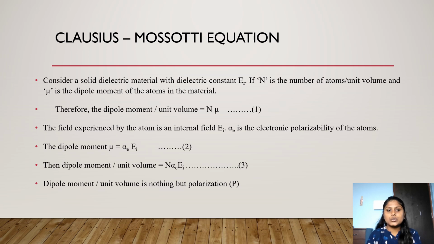Clausius Mossotti equation. So this is the derivation of Clausius Mossotti equation. Consider a solid dielectric material with dielectric constant epsilon r. If n is the number of atoms per unit volume and mu is the dipole moment of the atom in the material, dipole moment per unit volume is equal to n mu. Equation number 1. The field experienced by the atom is an internal field EI and alpha is electronic polarizability, and mu is equal to alpha EI. Equation number 2. Dipole moment per unit volume is equal to n alpha EI. Equation number 3. Dipole moment per unit volume is nothing but polarization P.